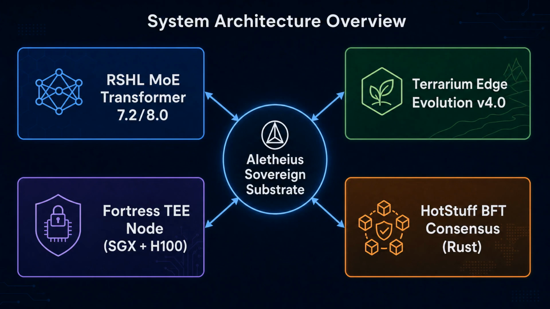Welcome. This video breaks down the technical architecture of the RSHL Terrarium kernel and the Aletheius Sovereign Substrate. This is a distributed, hardware-aware, and cryptographically secured machine learning inference and consensus network. It is composed of four primary layers: the RSHL Stability Kernel, the RSHL Mixture of Experts Transformer, the Terrarium Edge Evolution System, and the Fortress Trusted Execution Environment paired with HotStuff Byzantine fault-tolerant consensus. Let's go through each one.